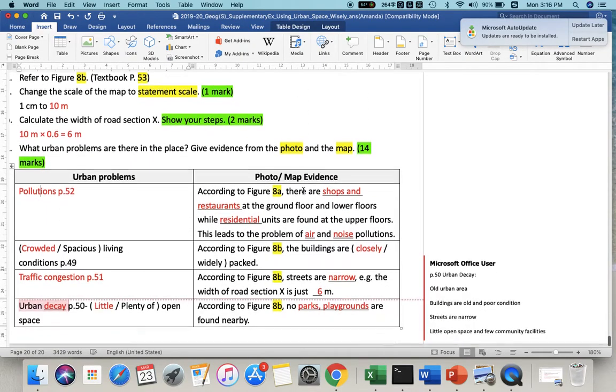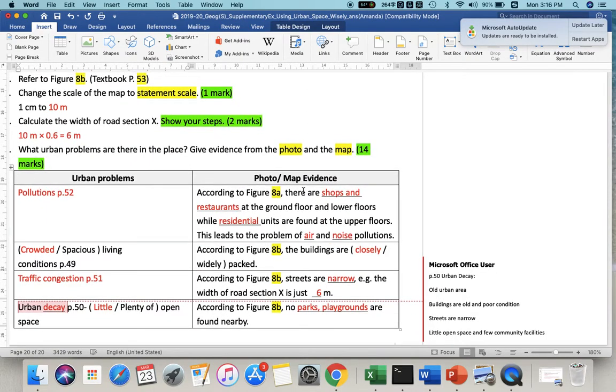All right. So this will be how you answer the questions on page 21 of your supplementary exercise, and you learned the skills of how to use the photo and the map evidence. Okay, so if you have any problems, you can circle your answer or circle the questions and ask me by email, or when the class resumes, you can ask me in person. Thank you.